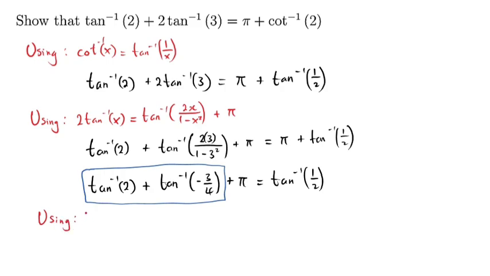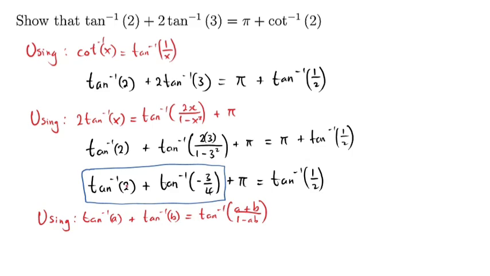So if I have tan inverse of A plus tan inverse of B, this results in tan inverse of A plus B divided by 1 minus AB. So if you look at what we have, I have tan inverse adding with tan inverse. So this is the identity I'm going to use.